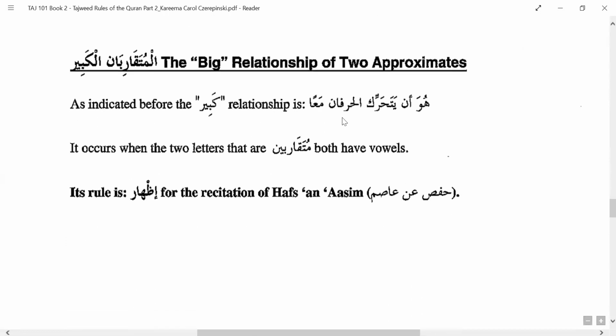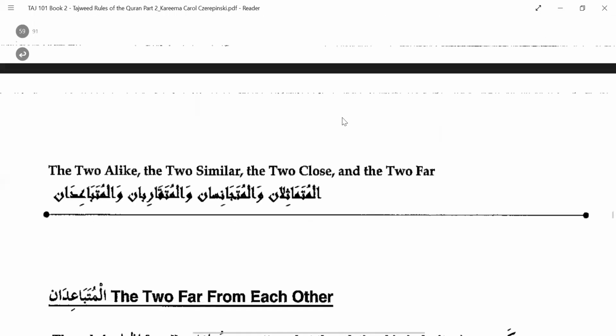Then you have kabir for mutaqariban, which is both will be having a haraka. For this, the rule is you have to say it out clearly. Idhar rule for Hafs and Asim. You have to do idhar.